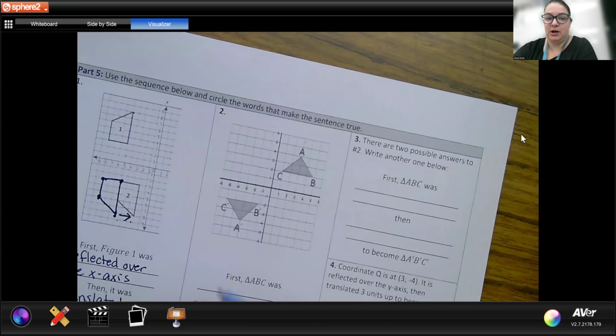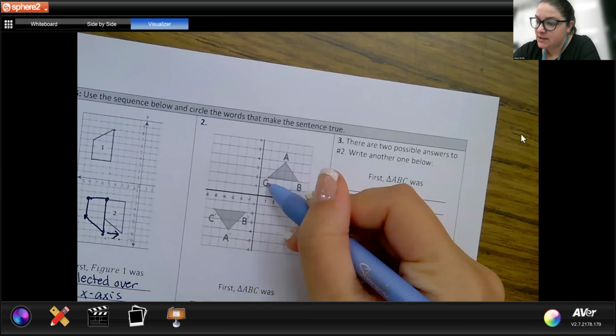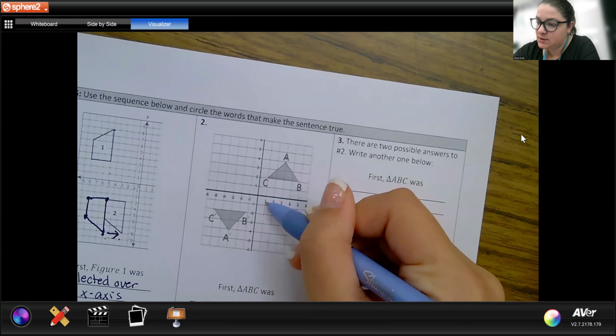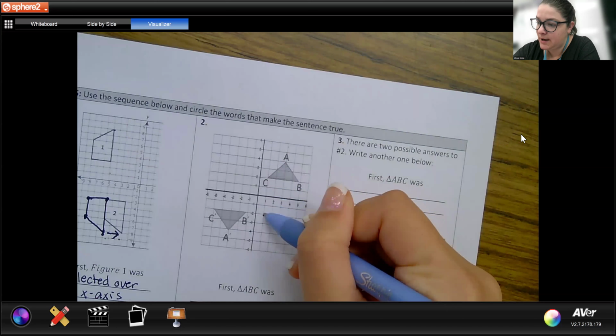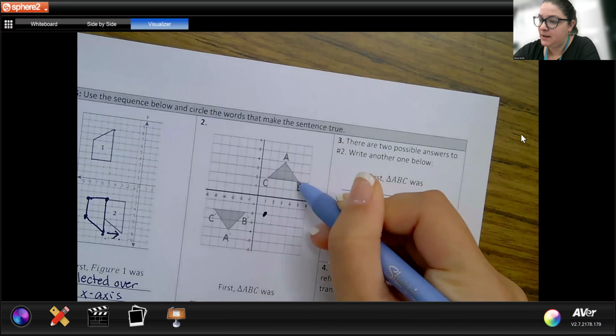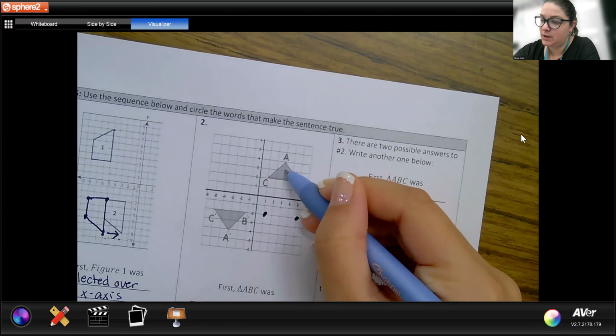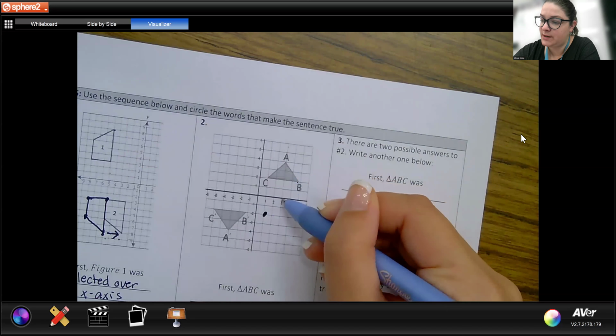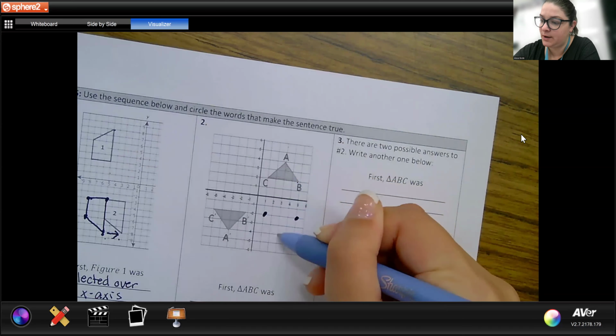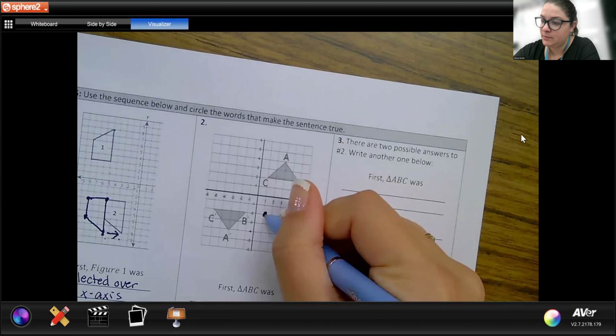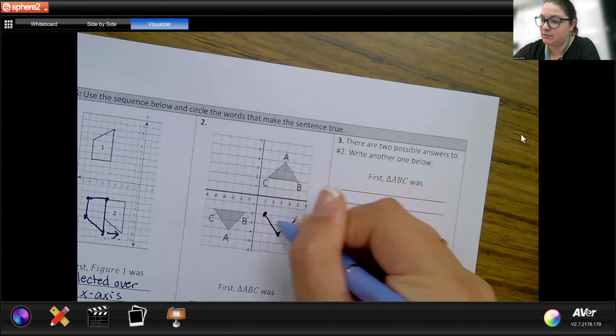So I am going to draw my reflection. C is 1, 2 away, so C prime is 1, 2 away. B is 1, 2 away, so B prime will be 1, 2 away. And A is 1, 2, 3, 4 away, so it'll be 4 away over here. So this is what it looks like after the reflection.